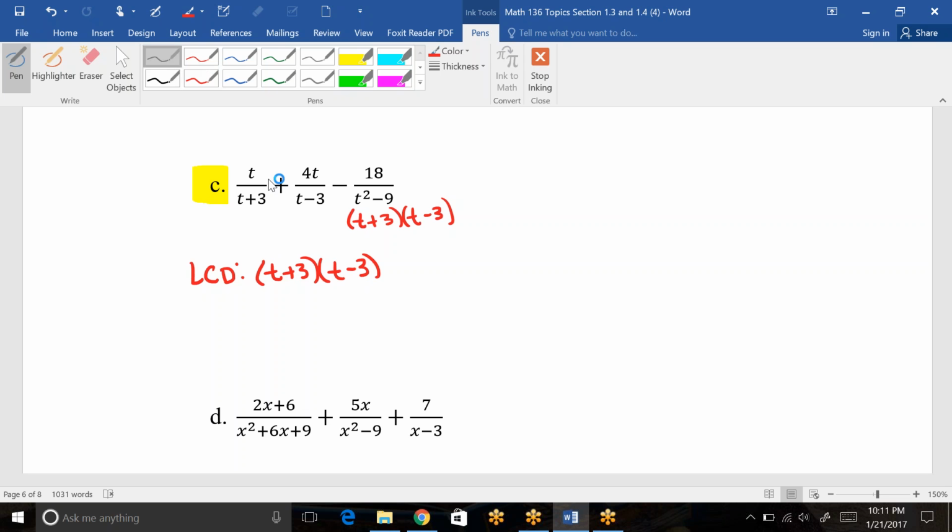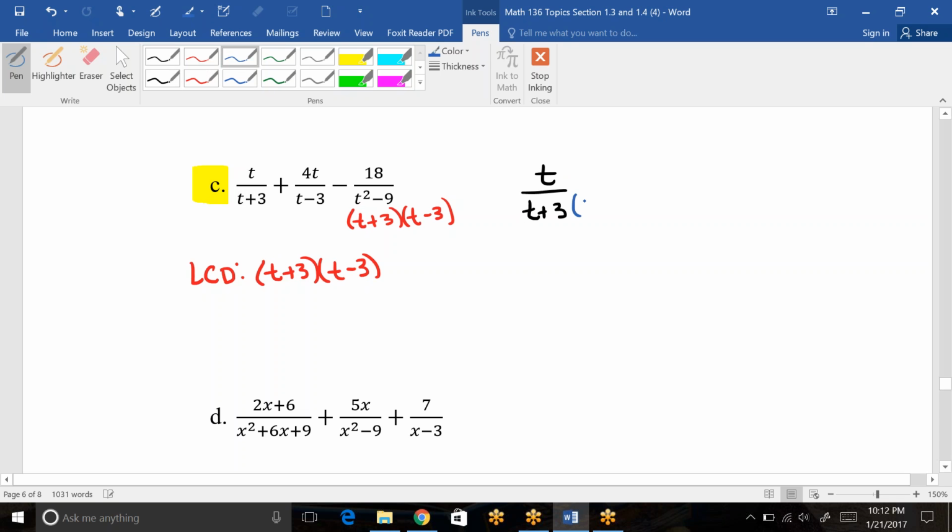The next step is to write each fraction and ask what is it missing. This one is missing a t minus 3. So we're going to multiply the bottom by t minus 3 because that's the only way to make it happen. And if we have something multiplied on the bottom, we must also multiply it on the top. That's to keep the fraction balanced. It's really like multiplying by 1.